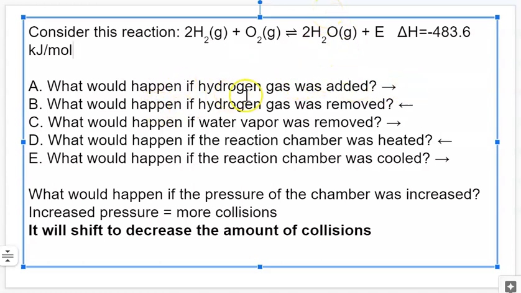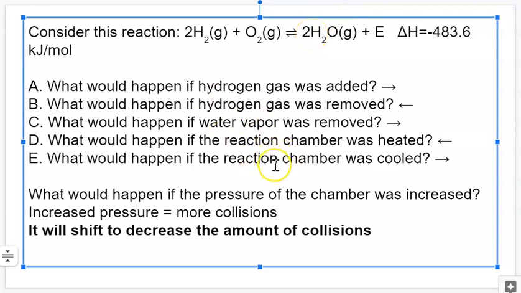Now, what would happen if hydrogen gas was removed? Well, much like the silver nitrate example, by removing something, it's going to shift in a way that will make more of the thing that you removed. So if I remove hydrogen gas, the water vapor is going to want to shift back to the reactant side to make more hydrogen. So that's going to shift it to the reactants. And by the same logic, if we were to remove water vapor, that would shift it towards the products to replace the water vapor that was removed.